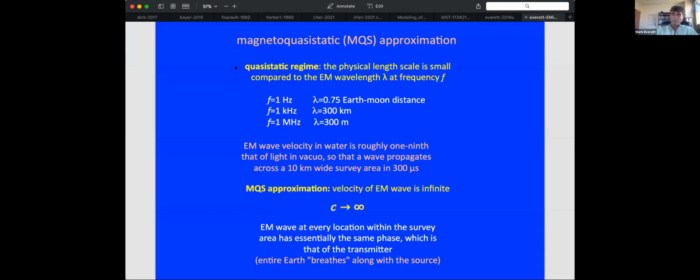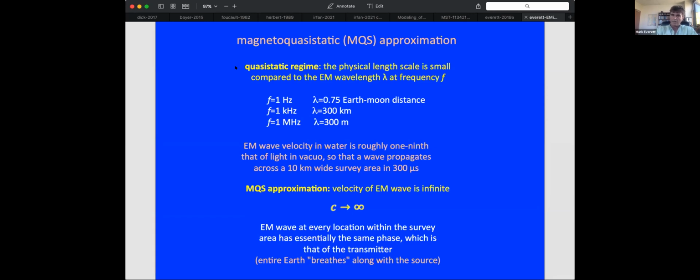Now we know that the EM wave velocity in water is very fast. It's roughly 1/9 of the speed of light in vacuum, so an EM wave can propagate across a 10-kilometer wide survey area in only 300 microseconds. And it's even faster in the ground. So the approximation we're going to use is that the velocity of the EM wave is in fact infinite. So we say that C goes to infinity.